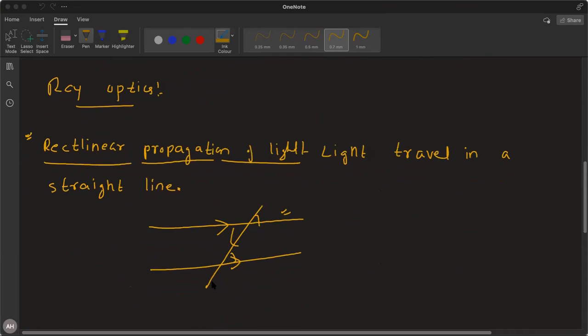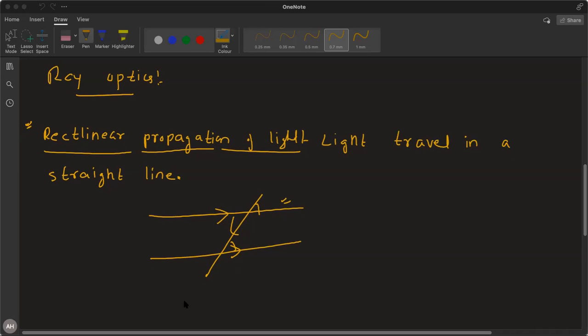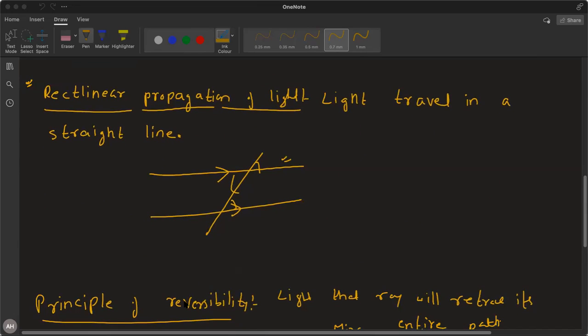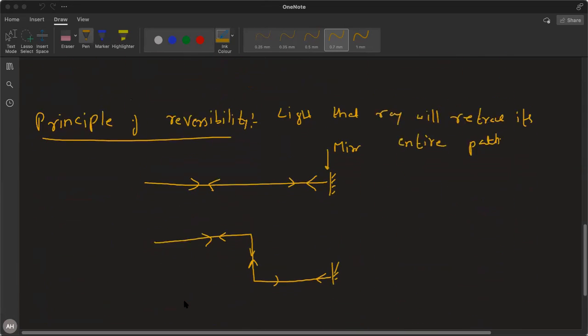Okay, note it down. The whole of ray optics is based on some principles. The first one is rectilinear propagation of light, which means light travels in a straight line. Have you written it? Rectilinear propagation of light. Note it down. Principle of reversibility.